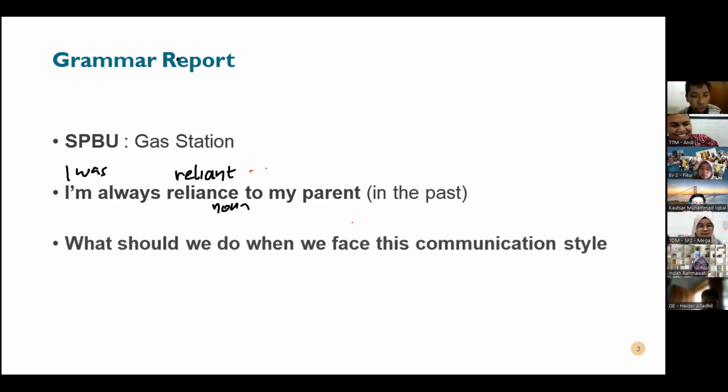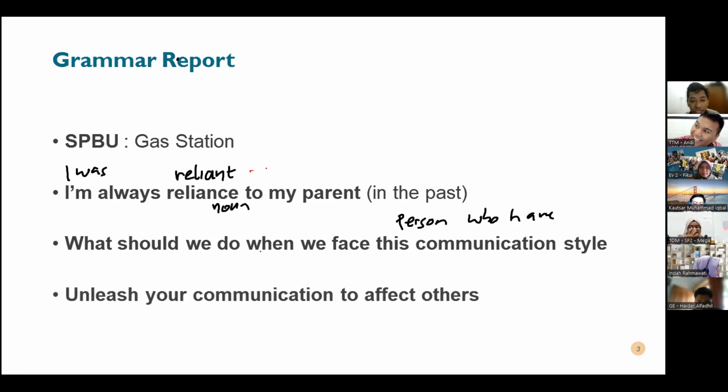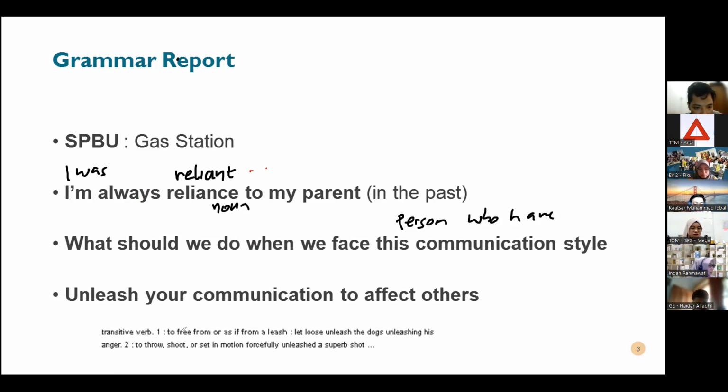Next, "What should we do when we face this communication style?" I think the more accurate way is to say we face this person who has a communication style like that, because we don't face the communication, we face the person. Next is "unless your communication to affect others." I think I know your intention, but when I look up the definition, unless means free from something or to throw something in motion. So the usage of unless here is not the most accurate. Maybe you can use "use your communication to affect others" or "improve your communication to affect others." The use of unless is not very accurate here.